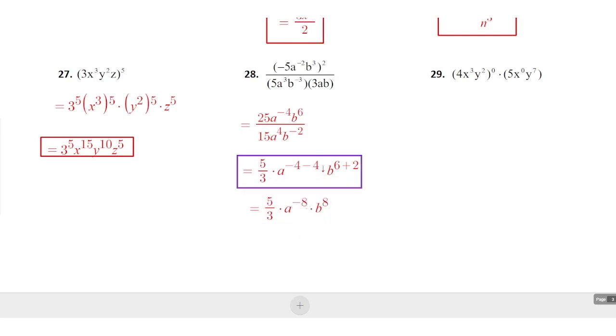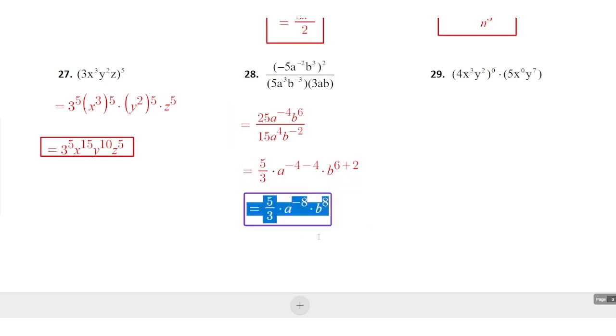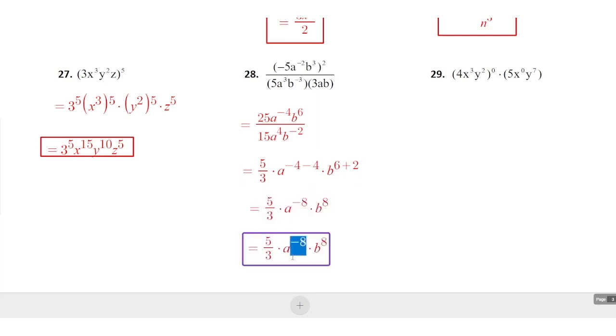Now, I don't want any negative exponents in my final answer, so I'm going to move that a to the negative 8th to the denominator and change this exponent to be positive. And then b to the 8th will end up in the numerator. So here's your answer for number 28.